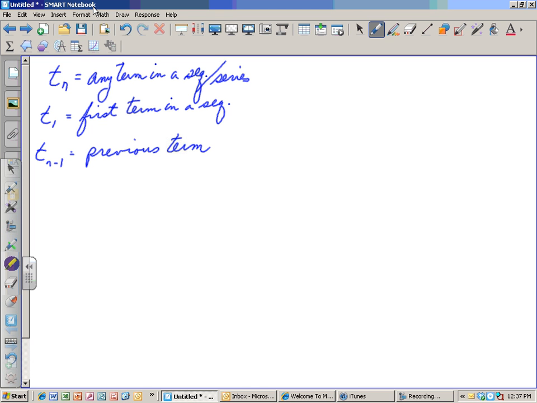All right, so this is section 11.2. We talked about T of n as any term in a sequence or series. Today we're just going to talk about sequences. So T sub n is any term in a sequence. T sub 1 is the first term. T of n minus 1 is the previous term.